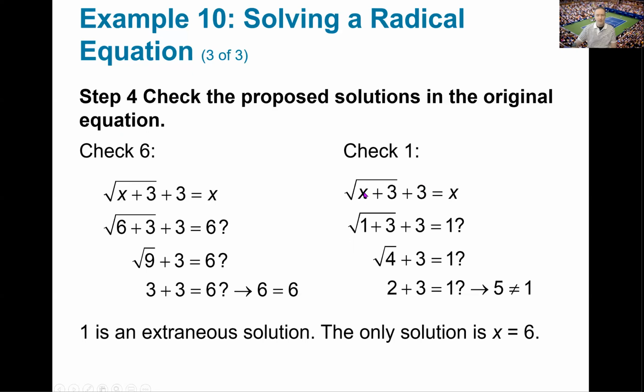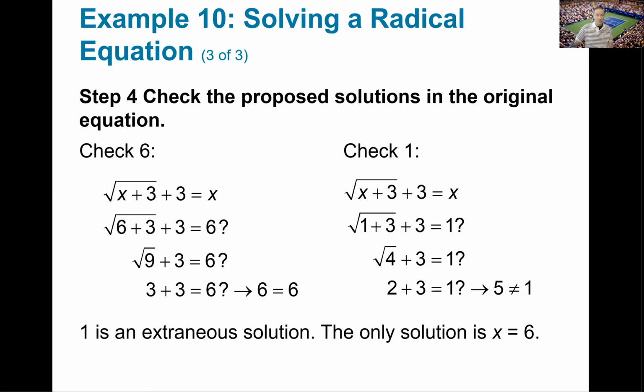So I'll plug a 1 in here, and I get, okay, the square root of 1 plus 3. That's going to give me the square root of 4. And then I still have the plus 3, and on the right-hand side, I have a 1. Well, now, please don't make the mistake here. I could see somebody thinking, well, hey, couldn't the square root of 4 be a 2 or a negative 2? No, it cannot. The square root of 4 is only 2. So I can say, well, that square root of 4 is 2. 2 plus 3, that's 5.